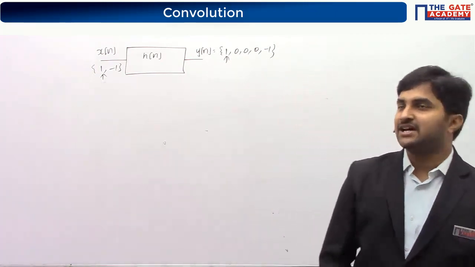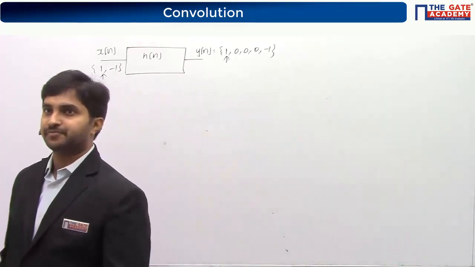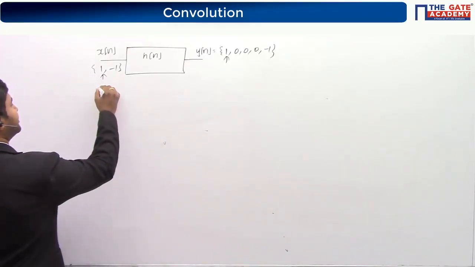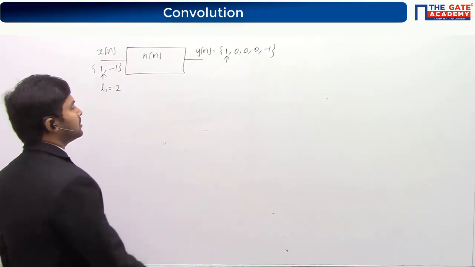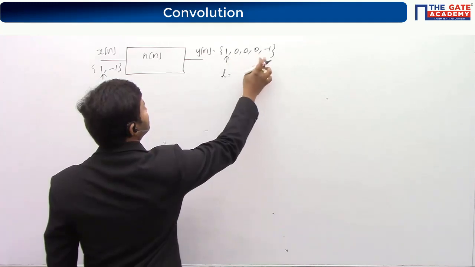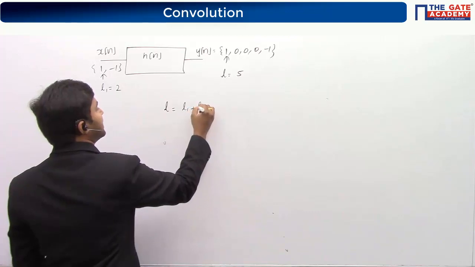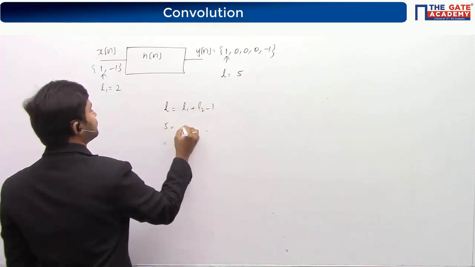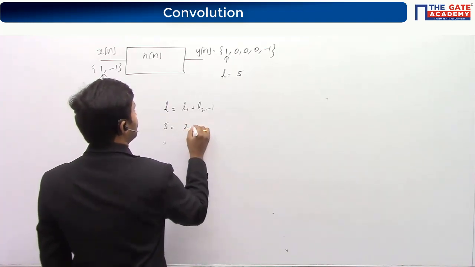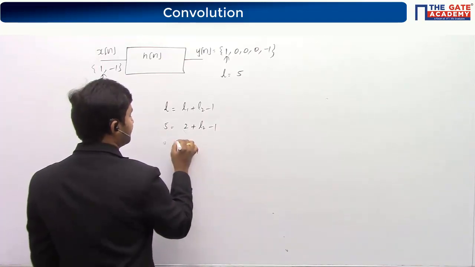So in this case, the input is given and the output is given. We have to find the impulse response. The number of samples of the input is 2. The number of samples of the output is 5. So L is equal to L1 plus L2 minus 1. So 5 is equal to L1, which is 2, plus L2 minus 1. So we get the value of L2 as 4.